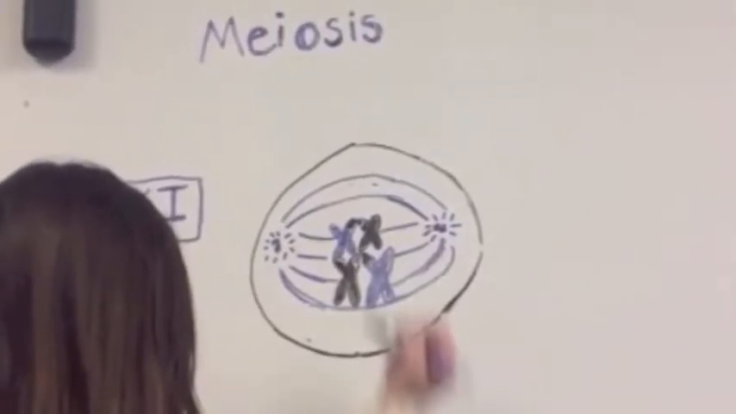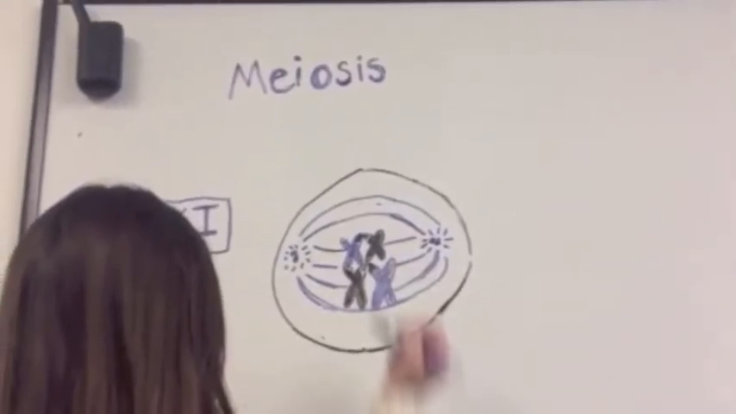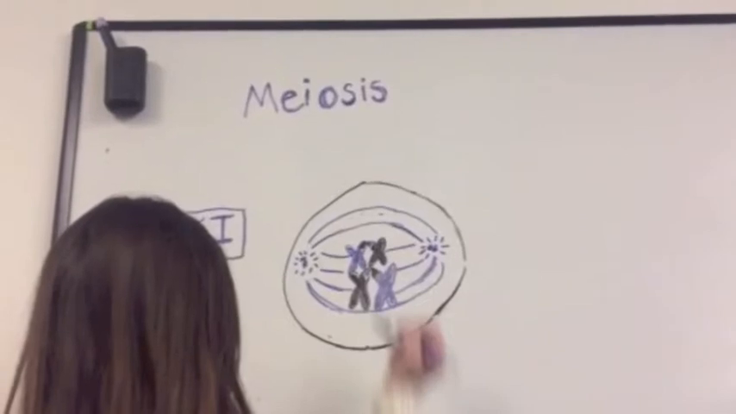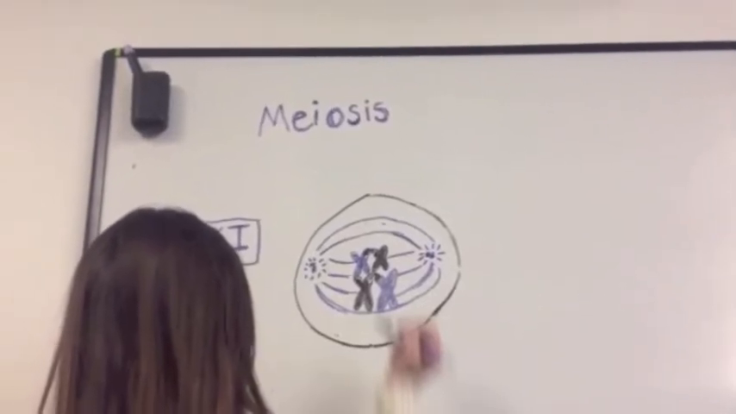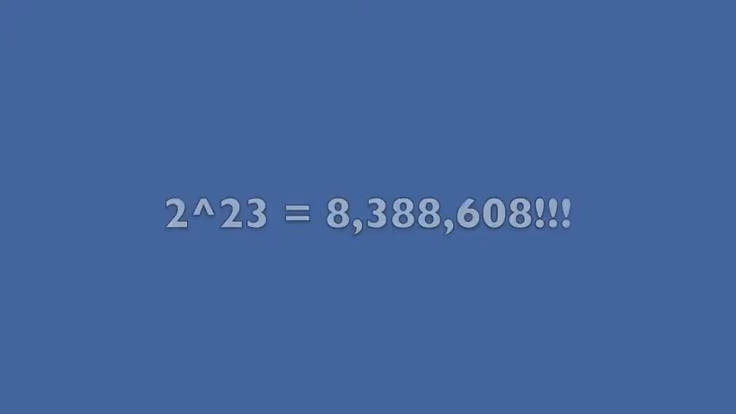The formula for the amount of variation independent assortment can make is 2^n, n being the amount of homologous pairs. So for humans, it would be 2^23, which makes more than 8 million different possible combinations. That is a lot of variation.